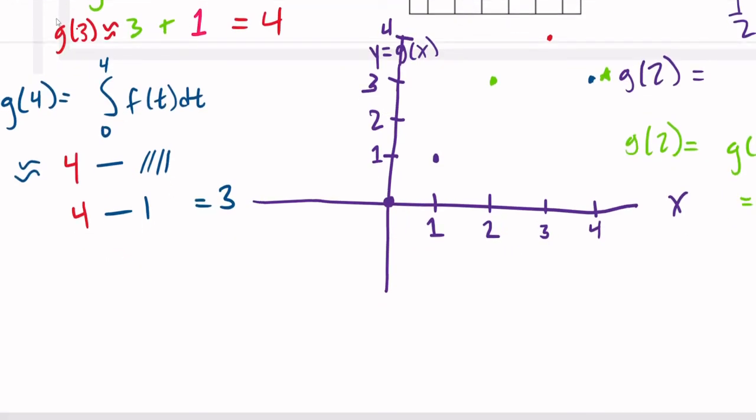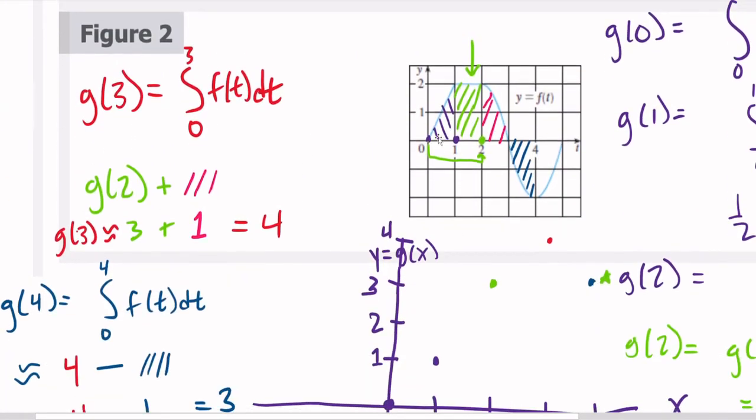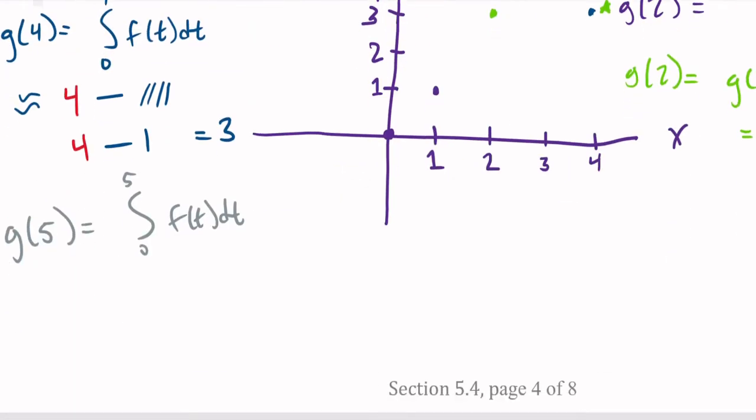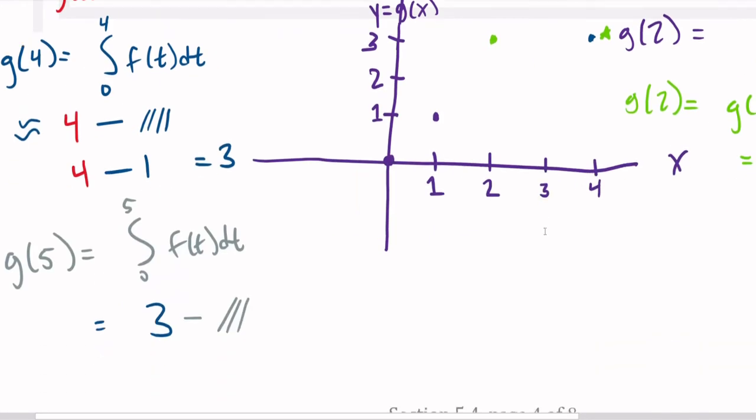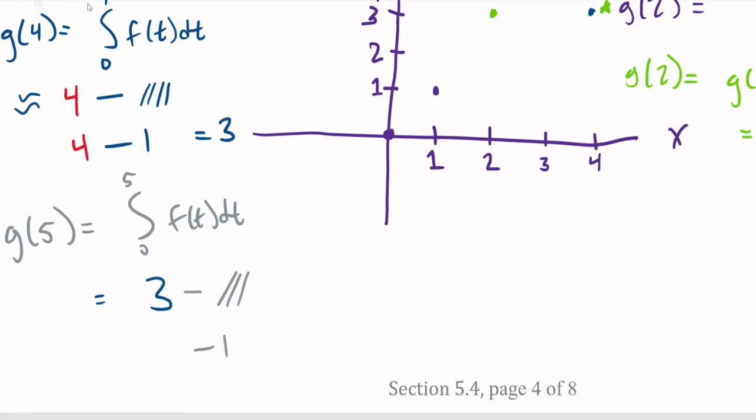So g of 5, I might be running out of colors here, we could do gray. g of 5 is the integral from 0 to 5 of f of t dt, which is again accumulating all this area, or the negative, and then adding this extra bit. So it's going to be equal to 3 from the previous, and then again minus this gray shaded area, which, looking at it, is about 1 again. We're not 100% sure here, but as an approximation, this should be fine. And so I should say approximately.